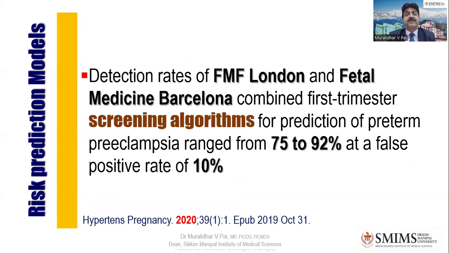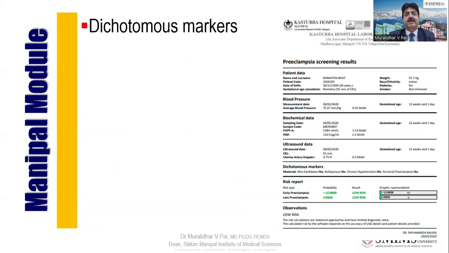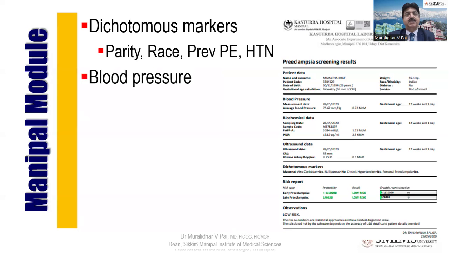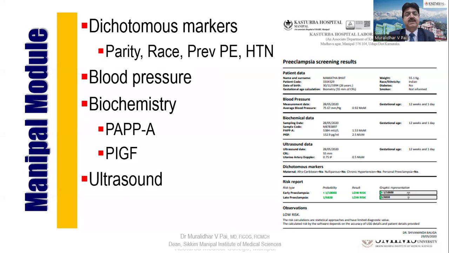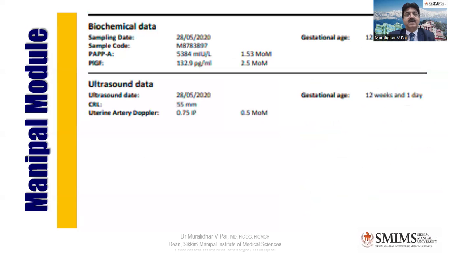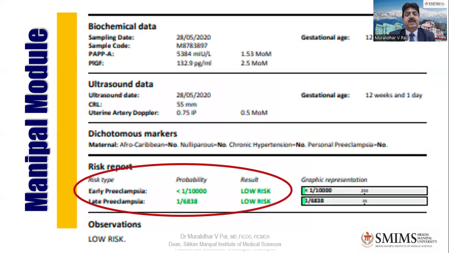Detection rates of the FMF London and Fetal Medicine Barcelona combined first trimester screening algorithms have a good range, with prediction from 75 to 92% and a false positive rate of only 10%. This is what I said, we do it in Manipal. Along with the dual test, we send extra information, like maternal characteristics such as parity, race, previous preeclampsia, hypertension, blood pressure, especially the mean arterial pressure, and biochemistry. We always anyway ask for PAPP-A. We additionally ask for PLGF, and of course, ultrasound findings, especially the uterine artery Doppler. With all that, they give us a report which simply says whether there is a high risk or a low risk.